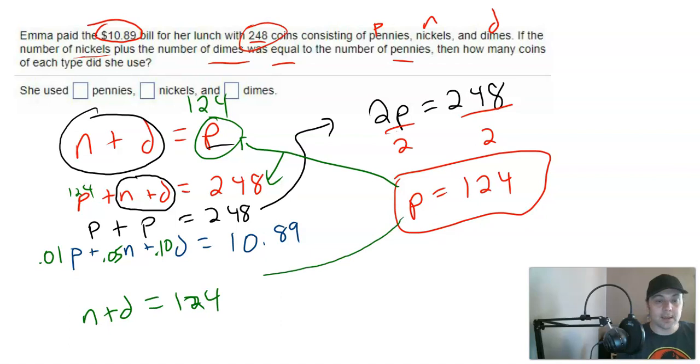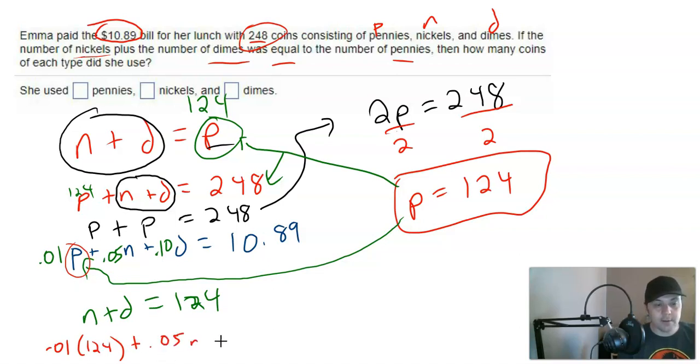I also want to plug in 124 here to the bottom equation. So what we'll have is 0.01, and I'll replace P with 124, plus 0.05N plus 0.10D equals $10.89.